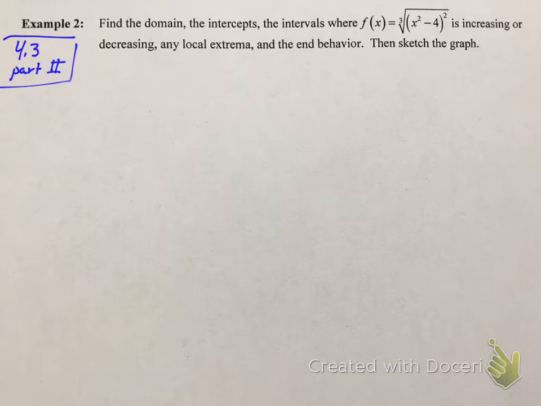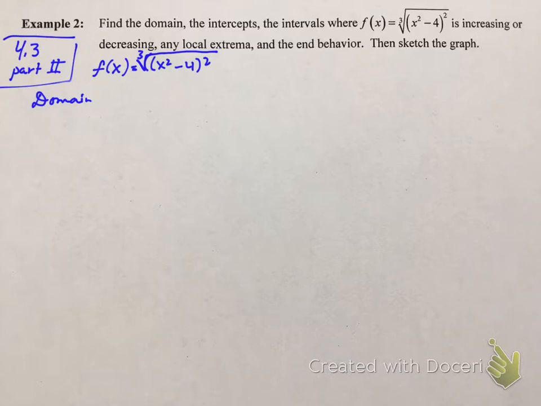So if I look at the function, first of all, the original function is f of x equals the cube root, let's leave it in that form, of x squared minus 4 squared. And we're talking about the domain first. So the domain is what can I plug in for x.